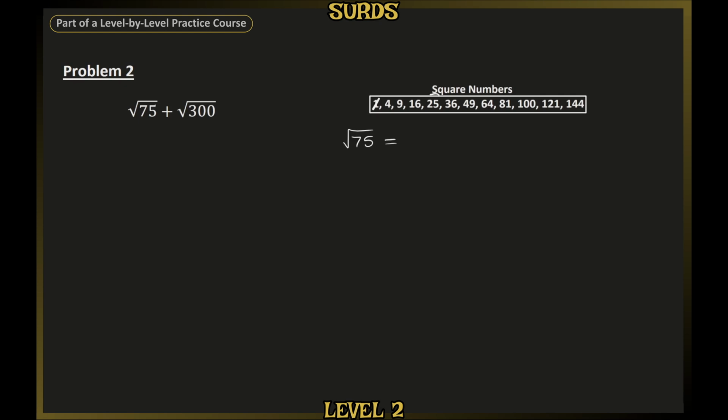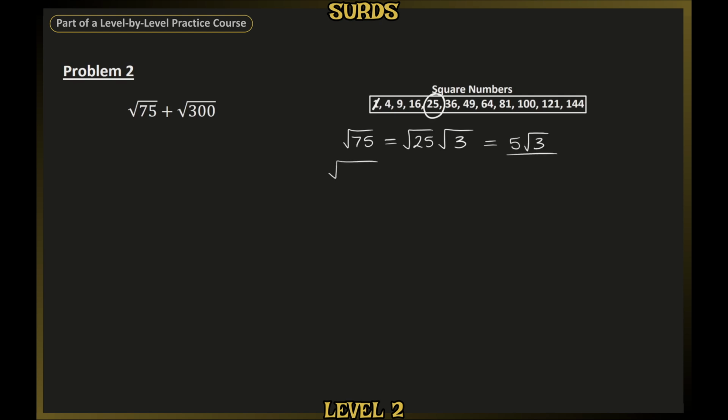And we can see that 25 can be multiplied by 3 to make 75. And that's the only number on the list that works. So we can rewrite the square root of 75 as the square root of 25 times the square root of 3. And because the square root of 25 is 5, this becomes 5 root 3.